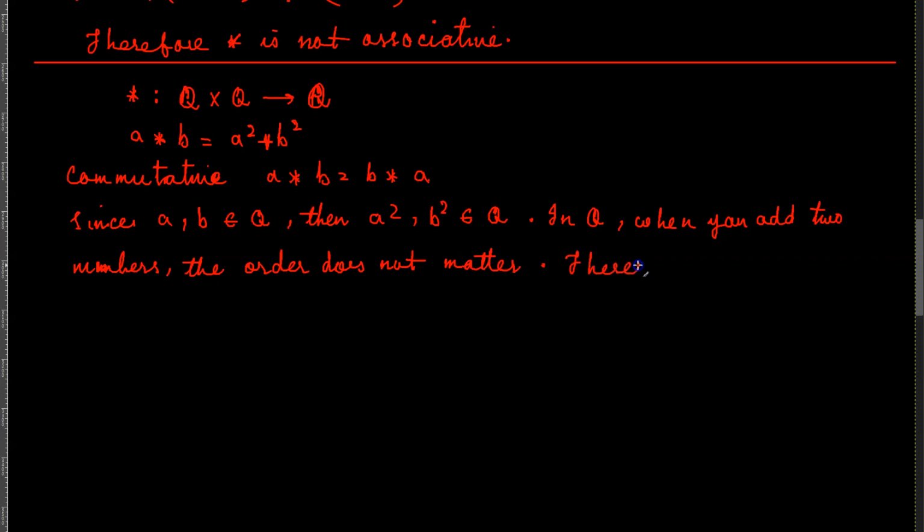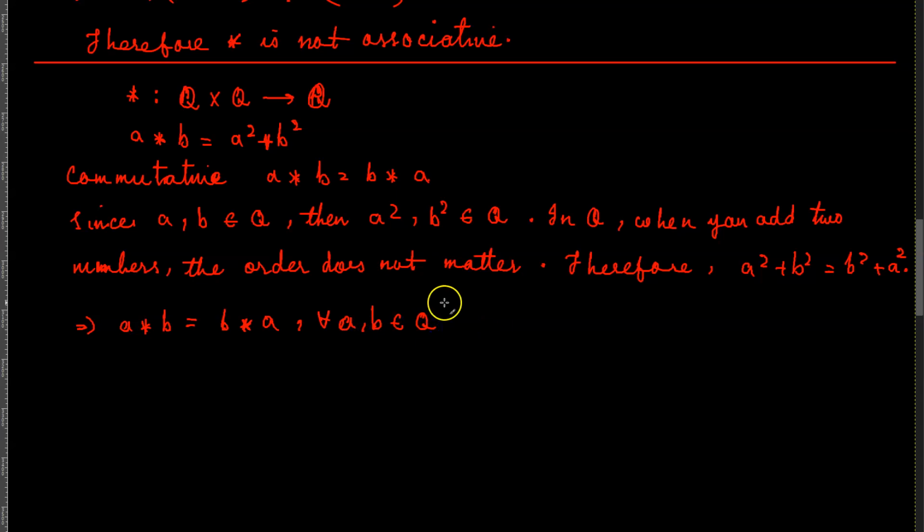Therefore, basically a squared plus b squared is equal to b squared plus a squared, which implies that a star b is equal to b star a for all a and b belonging to the set of rational numbers. Therefore star is commutative.